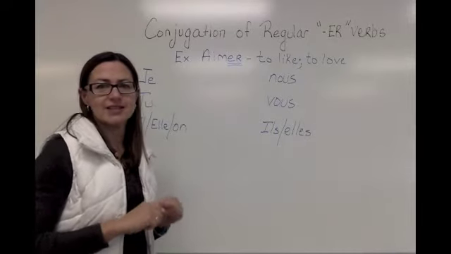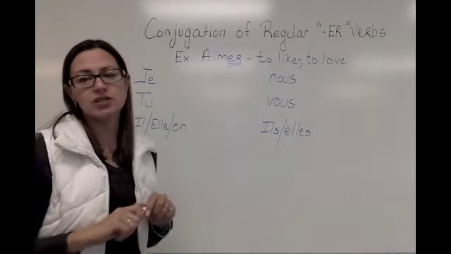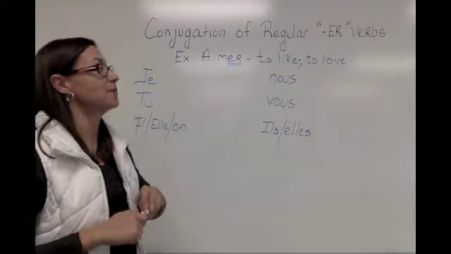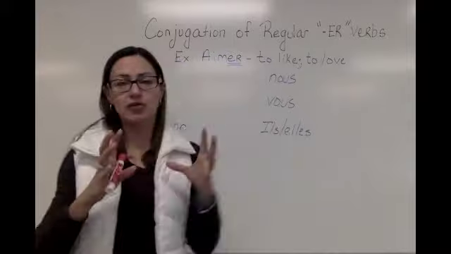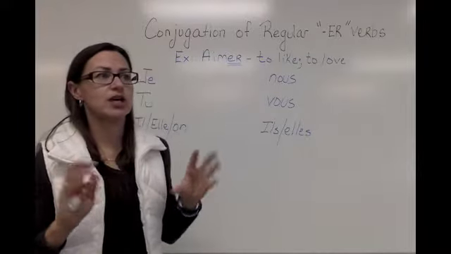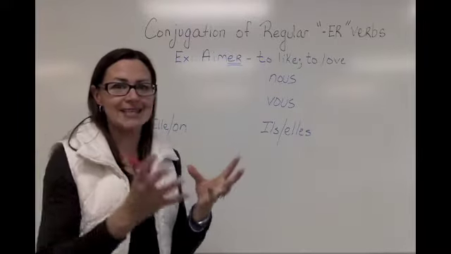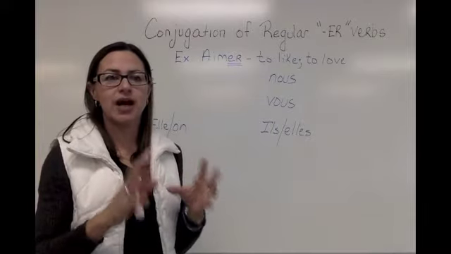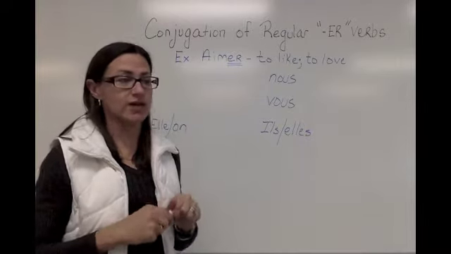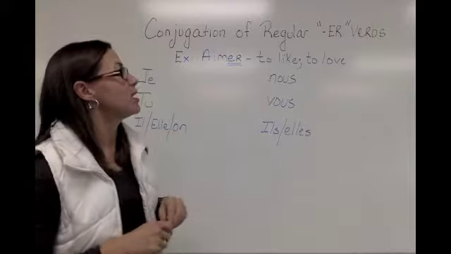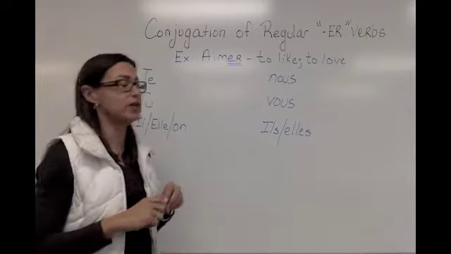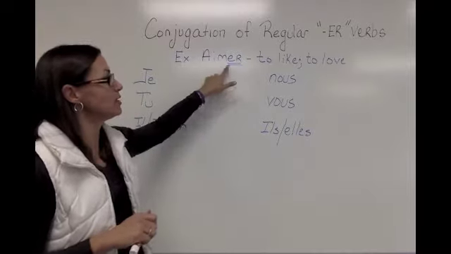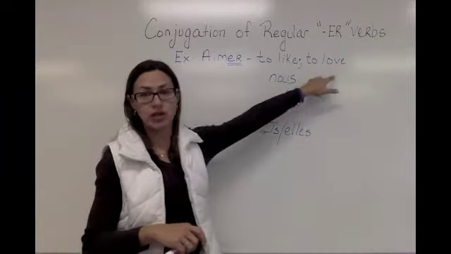Bonjour class. Today we're going to do conjugations of regular ER verbs, okay? We call them regular ER verbs because every verb in the French language that is in this category can be conjugated in the same way, okay? So we categorize them. The verb that I picked is aimer because we've dealt with it in class. We know that aimer means to like or to love.